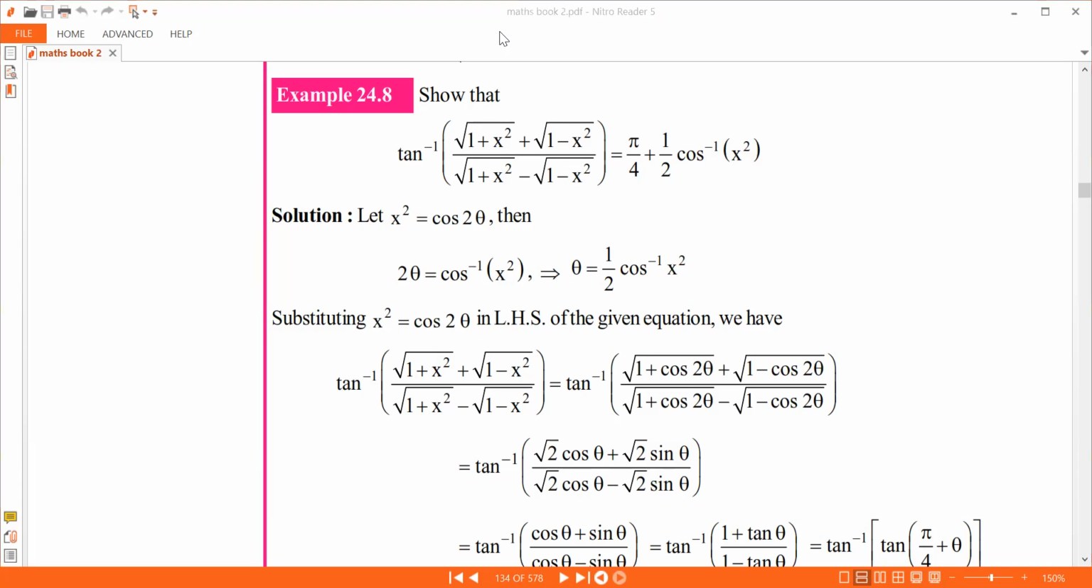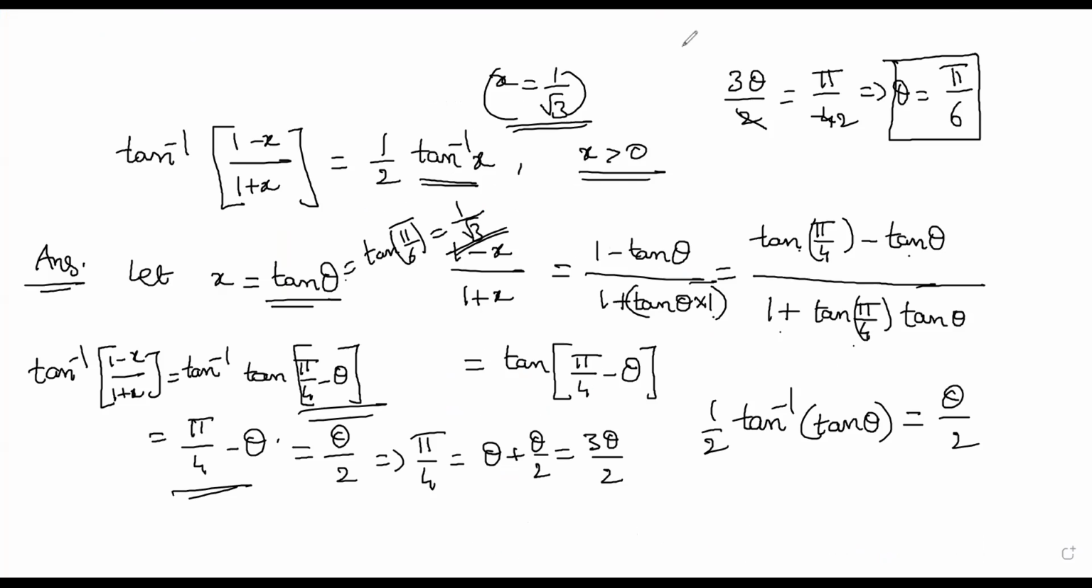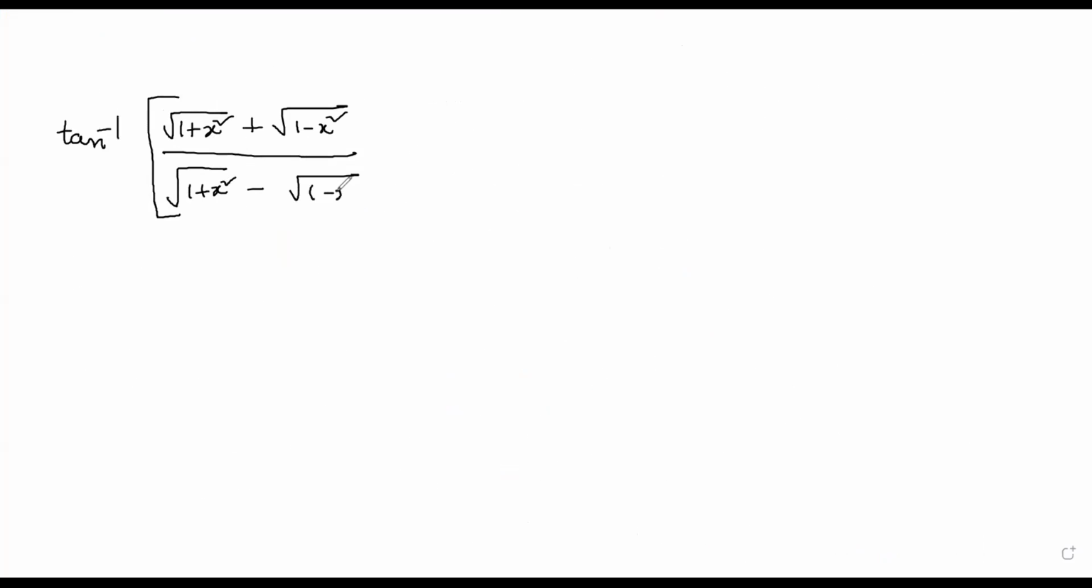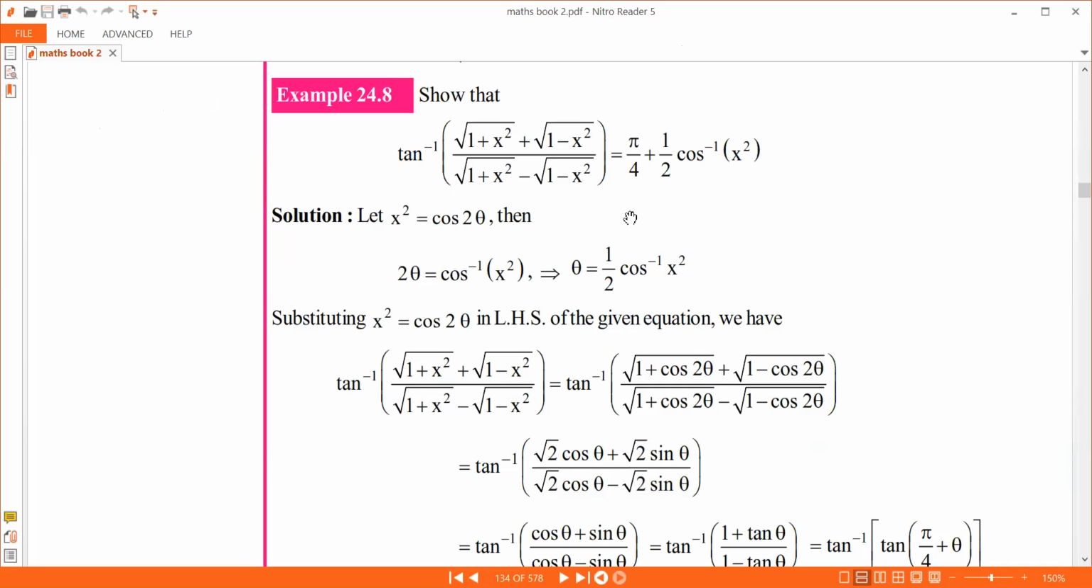So tan inverse of, we'll take this from here: square root of 1 plus x square plus square root of 1 minus x square, whole divided by square root of 1 plus x square minus square root of 1 minus x square. I hope this problem is this one only. Yeah, that's it. Pi by 4 plus half cos inverse x square. X square is what you have to get.